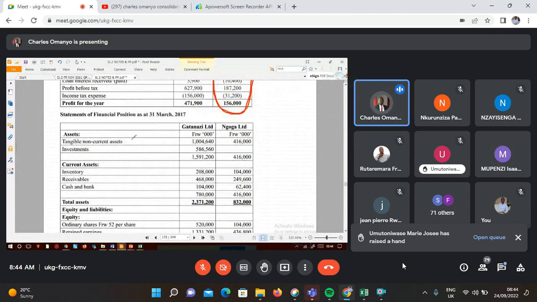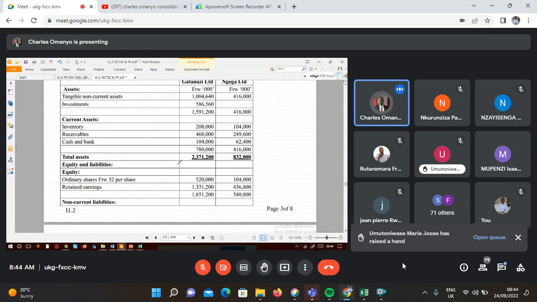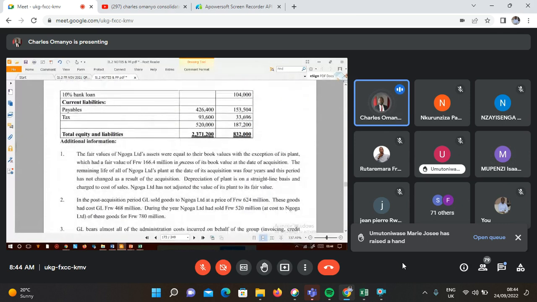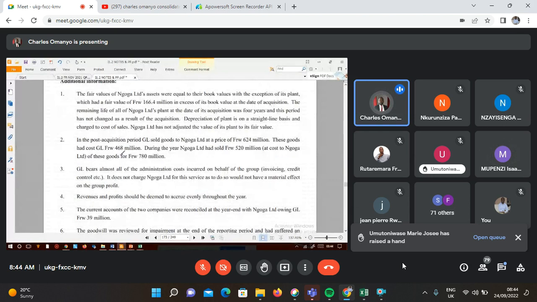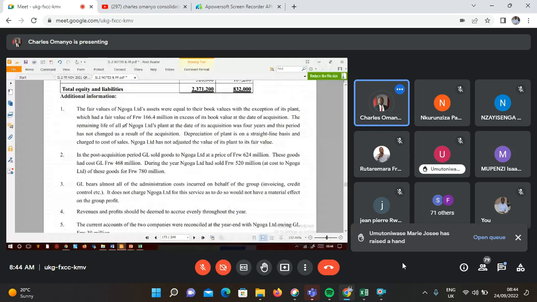I'm not interested in the balance sheet for now. So let's keep the balance sheet, we'll look at it after we have started the balance sheet. Additional information. Let's read all, but most of it is not relevant for the income statement. It's relevant for the balance sheet, but let's read everything.